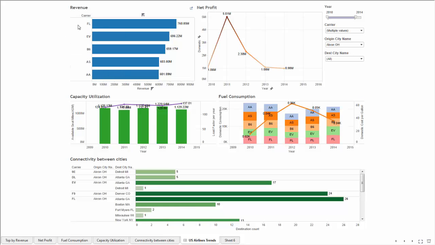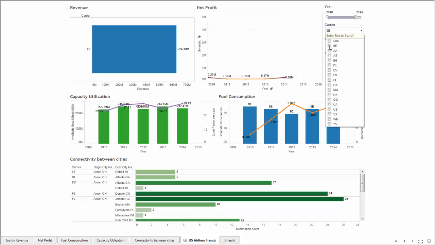So the revenue shows different carriers with their revenue, and also the profit. Revenue minus expenses gives the profit here, and the capacity utilization is compared between the ASM and the load factor. So if we have the ASM here, 137% of the capacity is used in 2014 for the selected carriers. I can select just one carrier, and we can see the data for only the 9E carrier: its capacity utilization, and the domestic consumption and domestic cost per gallon of this particular carrier.